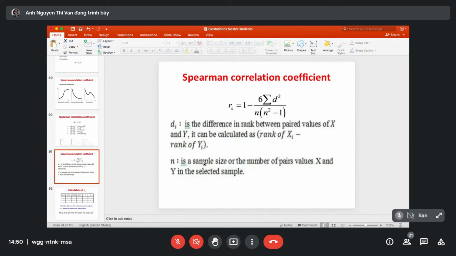And here is the formula that you can use to calculate the Spearman correlation coefficient, that is RS. So you see it's a big difference from the Pearson correlation. Here you see the letter D.